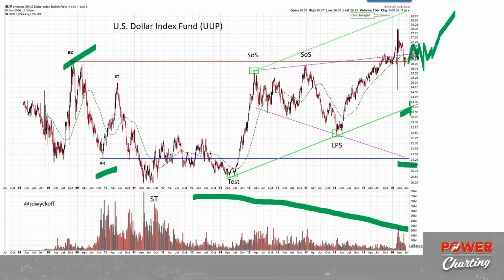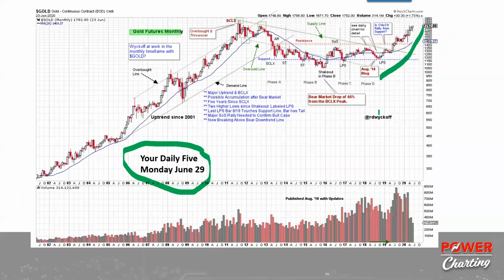Now, let's go back to gold, to the dollar and compare it to gold, because notice that while this very strong dollar rally is taking place, normally we would expect gold to do poorly in such an environment.